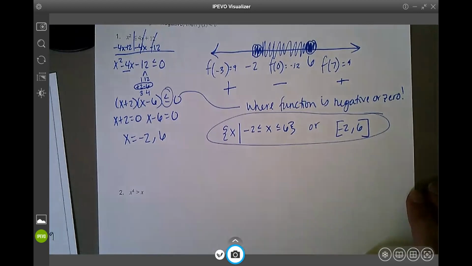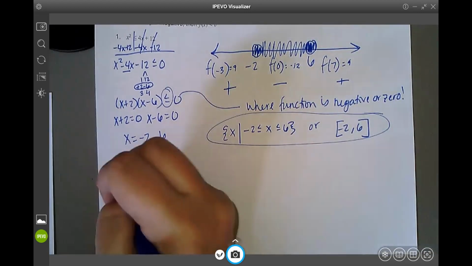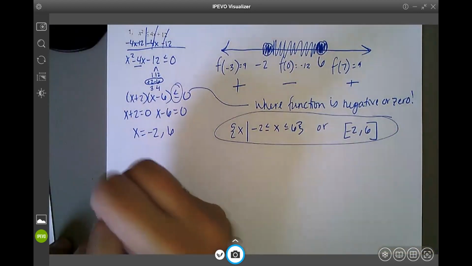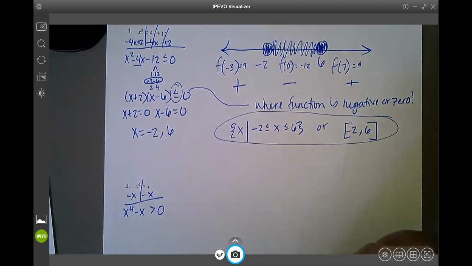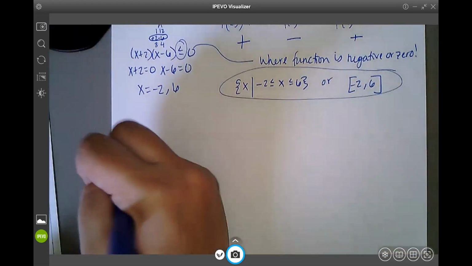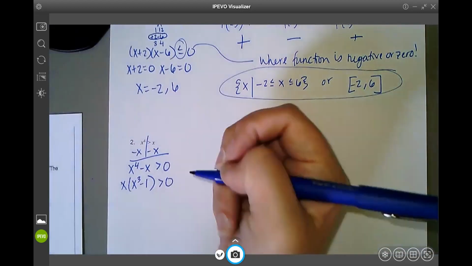The next one, I need to get it to say equals 0. So I am moving that x to the other side. I have x to the 4th minus x is greater than 0. This one I can take a GCF out. So I have x, and then I'm left with x cubed minus 1 is greater than 0.